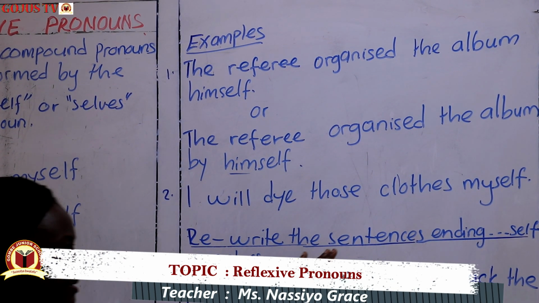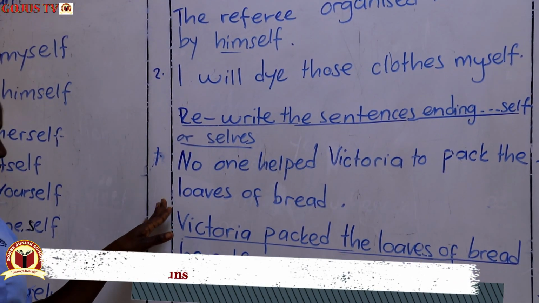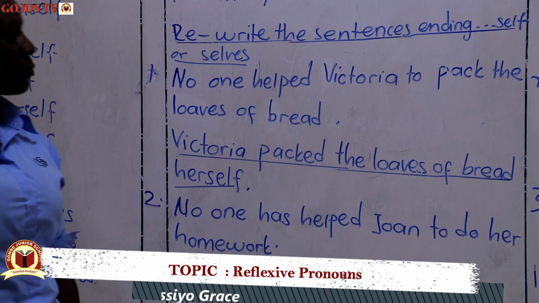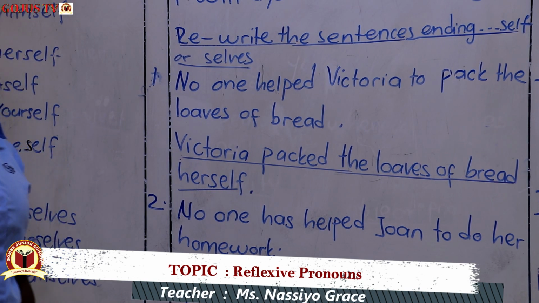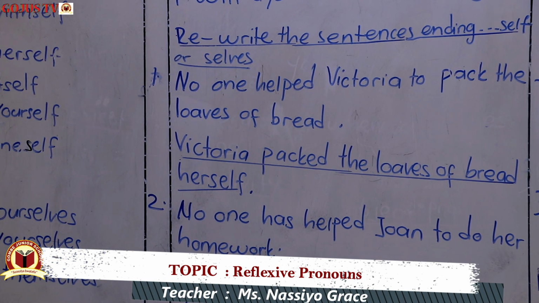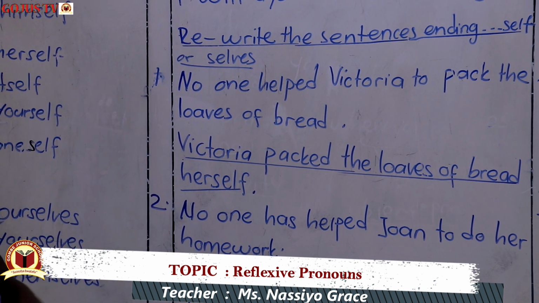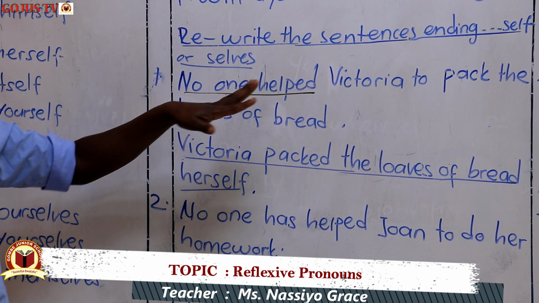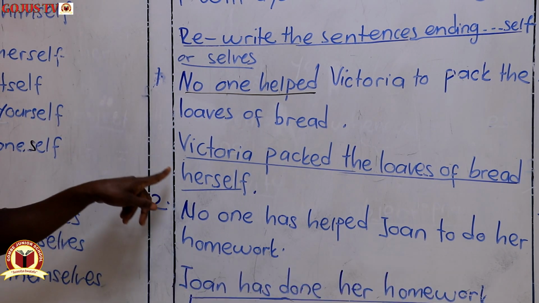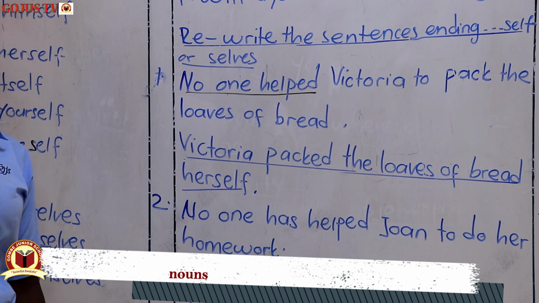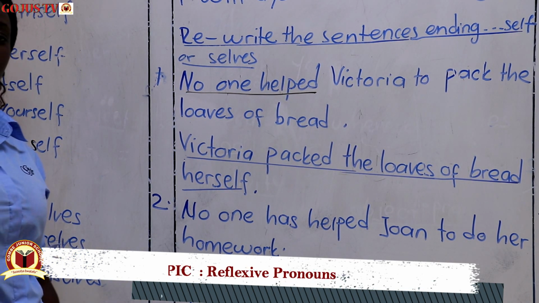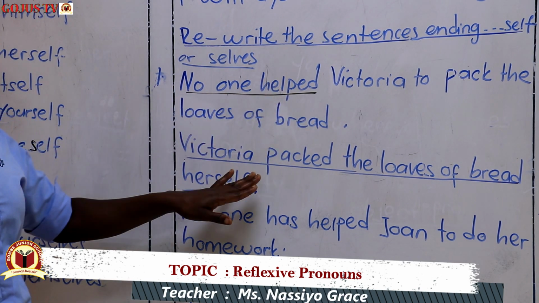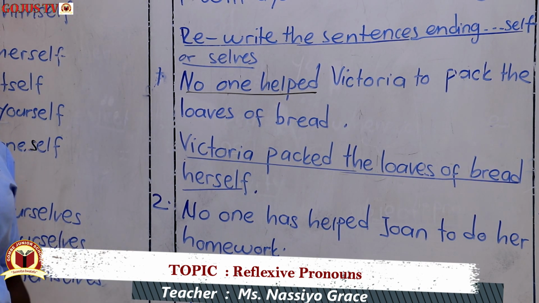Then there are times when they tell you to rewrite the sentences ending self. So here are some of the questions which are usually given. For example: No one helped Victoria to pack the loaves of bread. As you can see, we are going to begin with Victoria. So we leave out all these because we are going to talk about Victoria using the word self. So to show that Victoria did the work alone without anybody's help, we say: Victoria packed the loaves of bread herself. Or you can say: Victoria packed the loaves of bread by herself. So that is how we make it. We leave out no one helped. So it is the same thing.